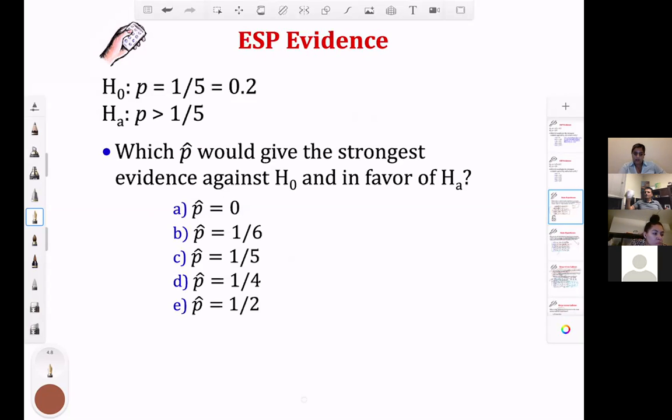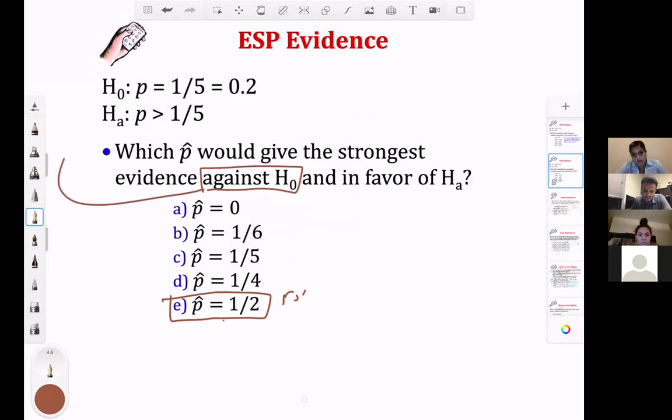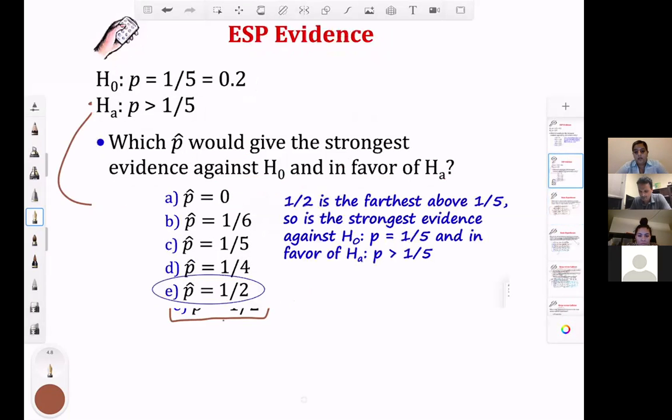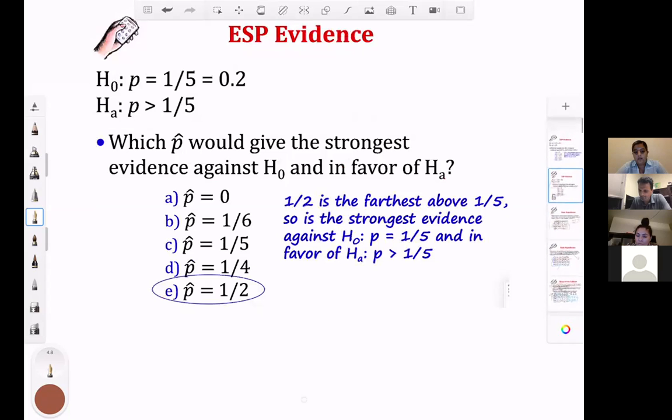Would it be E, 1/2? Very good. Yeah. It is E. Because 1/2 is like 50%, right? This is evidence against H null, against this one that doesn't believe, and in favor of the alternative hypothesis. And that's the solution. They said 1/2 is far above 1/5. So it's the strongest evidence.